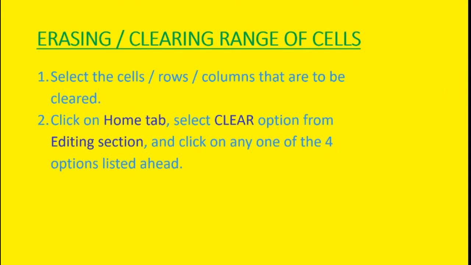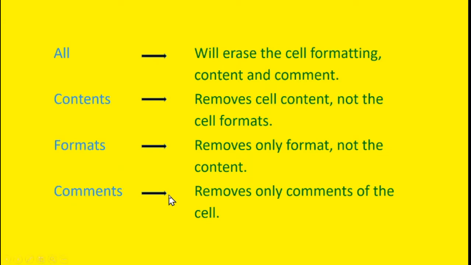Next is clearing a range of cells, or erasing a range of cells. This can be done by using the clear option in the home tab. In the home tab you'll find the editing section, and in this editing section you'll get the clear option. These are the options available for clearing the range of cells: all, contents, formats and comments. So now let's see how we can do this.